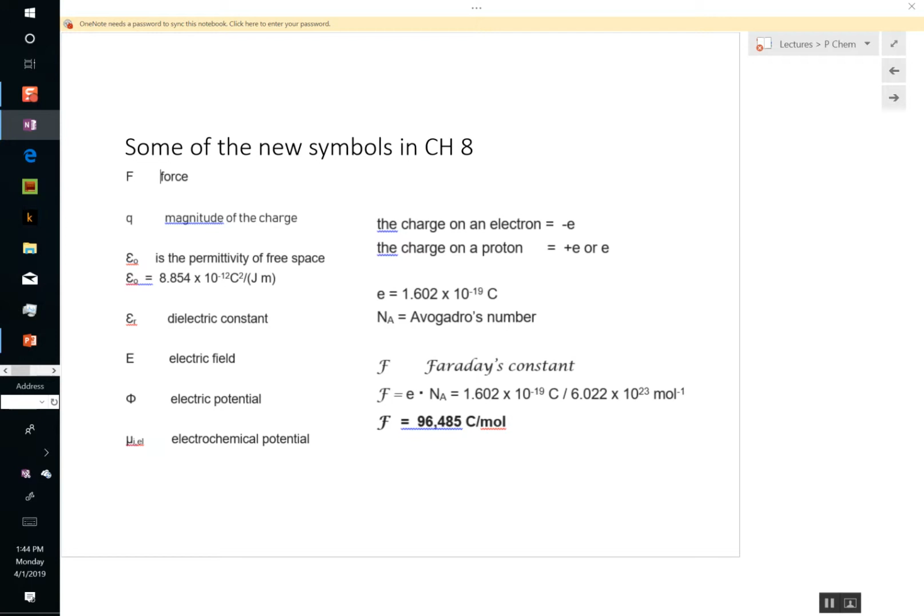So a lot of these here, these aren't all constants. These are symbols. This is a constant. This is a constant. The charge on an electron or a proton. Equal charge, opposite sign.